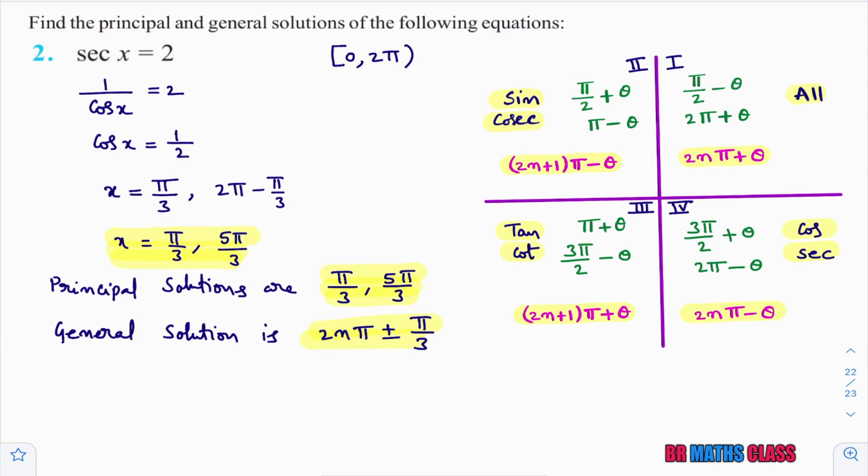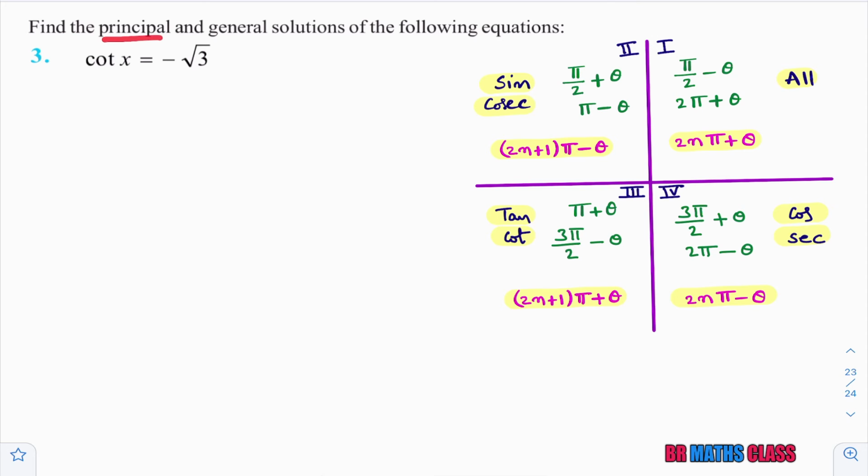Now we will move to next problem. Find the principal and general solution of this trigonometric equation. You observe this function is in terms of cot, but whatever the formulas we learned in this exercise, they all are in terms of sine, cos, tan. In case if the given trigonometric equation is in terms of cot, we can convert it in terms of tan by using reciprocal formulas. So here cot x they given, cot x can be written as 1 by tan x.